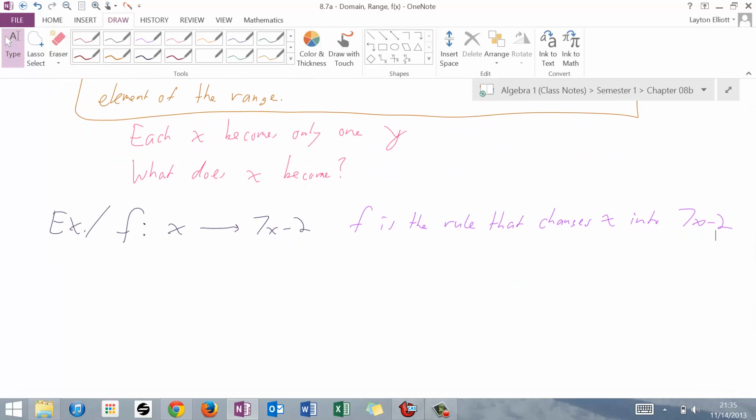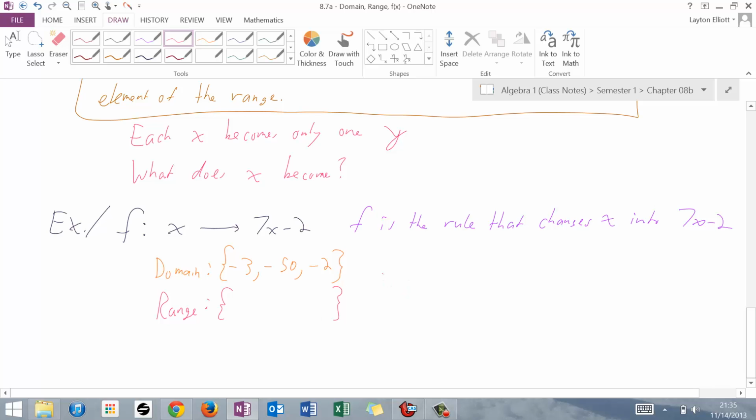So I could tell you this is for any real number, but let's limit the domain. Let's say my domain is going to be just 3 numbers: -3, -50, and -2. If I said my domain is 3 numbers, can you tell me what the range would be? It would also be 3 numbers because each x becomes one and only one y.